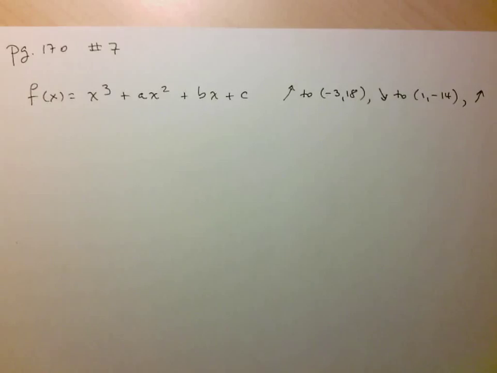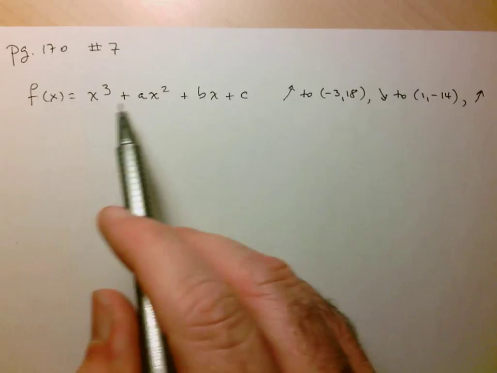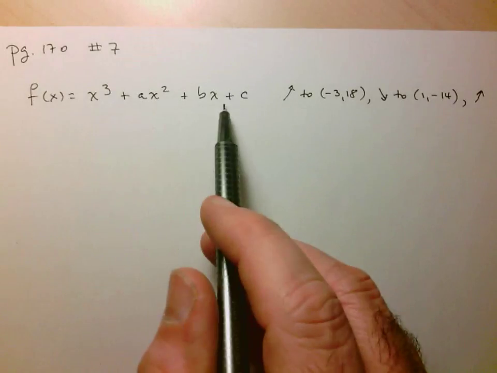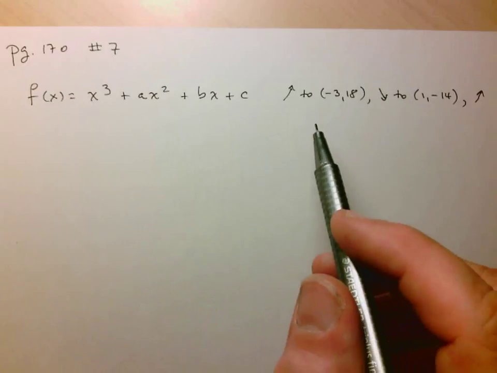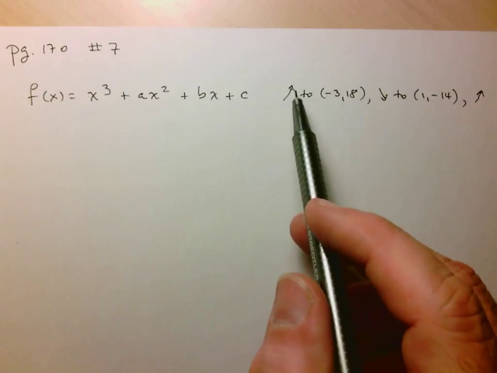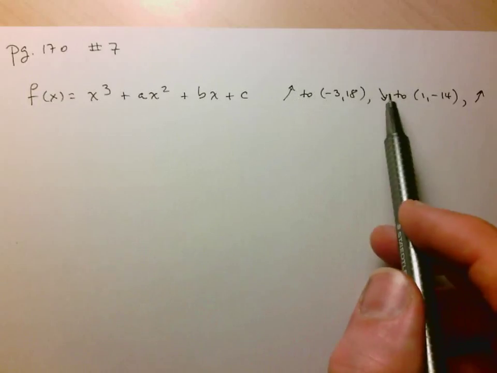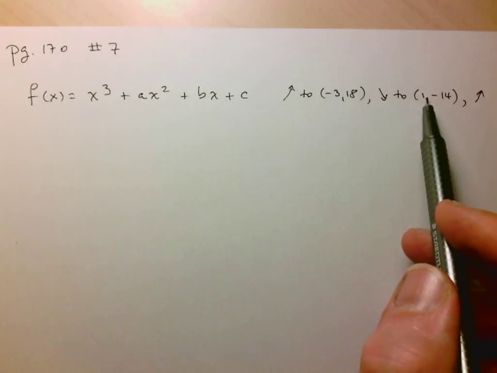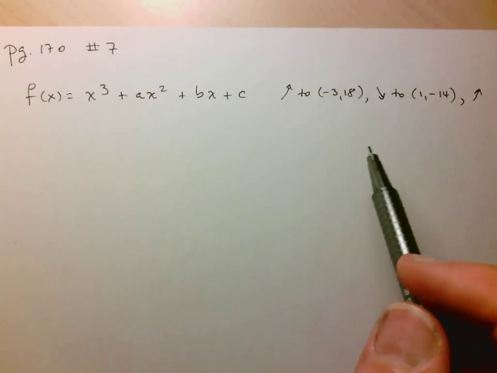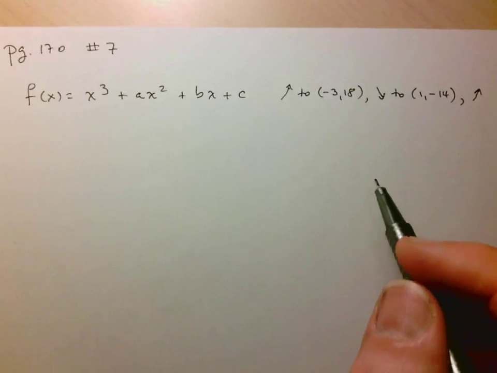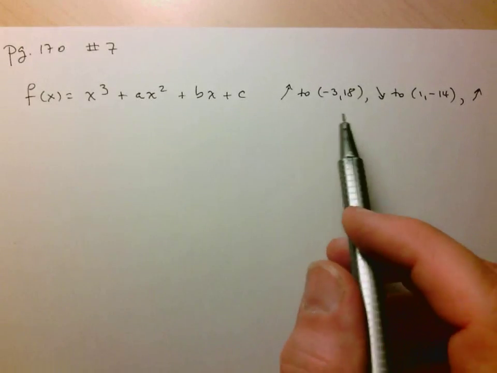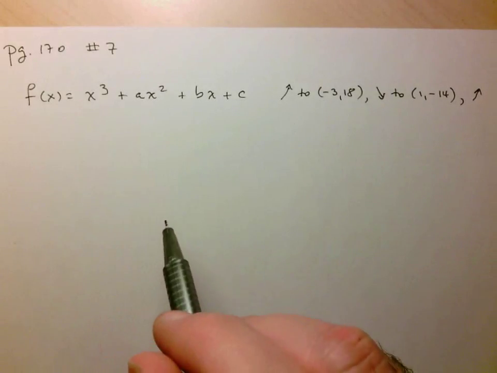Hi folks, this is a solution for number 7 on page 170. Okay, so they give us this cubic function where 3 of the coefficients are unknown, and the information they give us is that the function increases to the point (-3, 18), then decreases to the point (1, -14), and then continues onward, increasing. Okay, so let's take a look at how we can use this information to determine these variables.